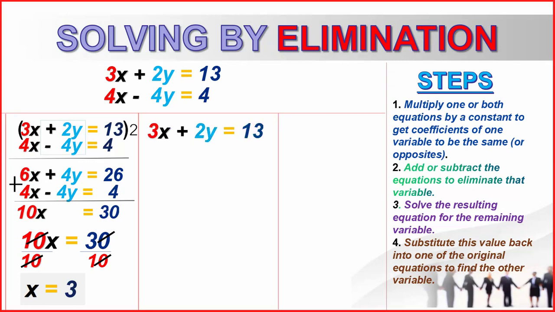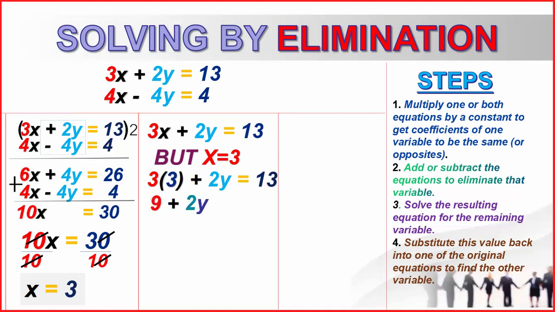Let us go back to substitution. Substitute this value back into one of the original equations. Let us substitute for x. So we know 3x plus 2y equals 13. But x is equal to 3. So this x now is 3, so this is like 3 into 3. That is 3 times 3 plus 2y equals 13. So 3 times 3, it is 9. So you write 9 plus 2y equals 13.